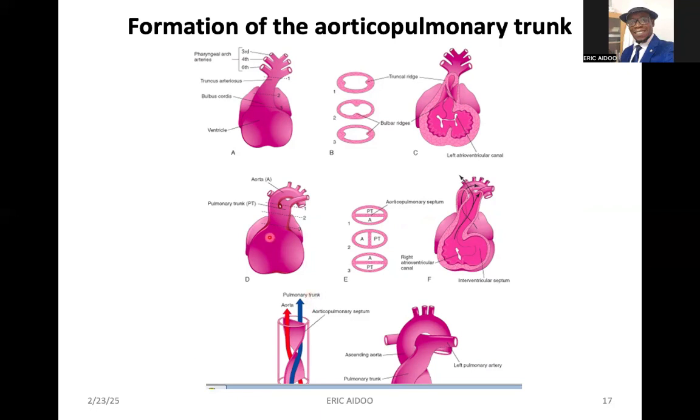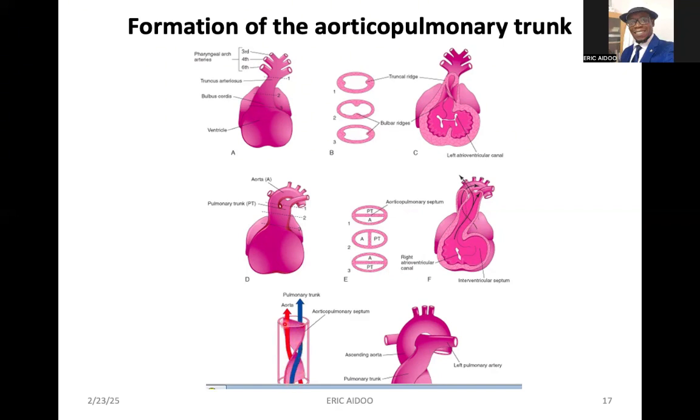Then at the level of region 2, the aorta is going to be on the left and the pulmonary trunk will be on the right. In region 1, the pulmonary trunk was superior, the aorta inferior. In region 2, the aorta is on the left, the pulmonary trunk on the right. In region 3, the aorta is at the top, the pulmonary trunk below. So that is how complex this division can be. Okay, it is winding. So eventually, this is how it's going to look. See, so that's the aorticopulmonary septum winding.